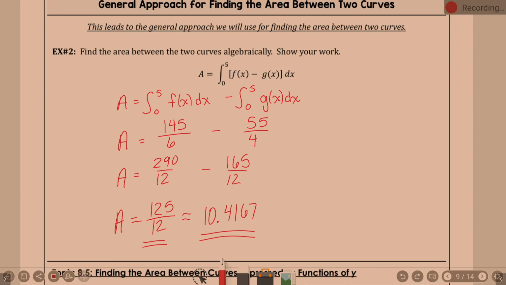Okay, keep that in mind, guys. That is upper minus lower, yes? When you've got two graphs and one's above the other one, it's upper minus lower on that interval, and we're going to work in terms of x's. Let's look at number 3.